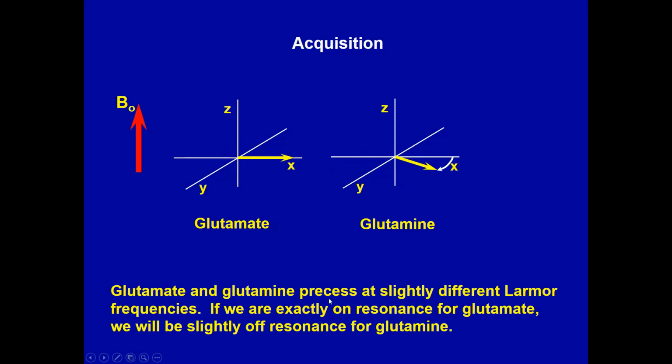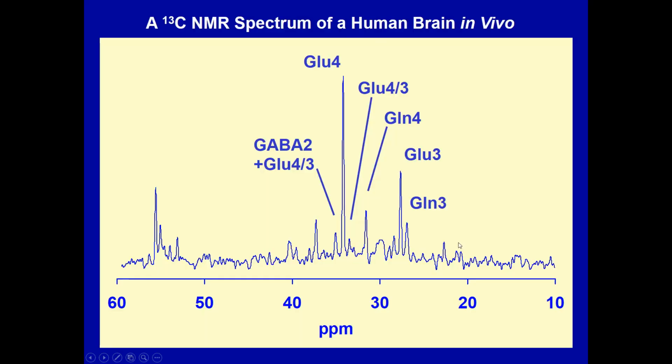So glutamate and glutamine precess at slightly different Larmor frequencies. So if we put ourselves exactly on resonance for one of them, we're going to see a slight rotation away from our perspective for the other one. When we do a Fourier transform of this, that corresponds to a slightly different location, in that they have a different resonance frequency. So relative to our carrier, to our nominal rotational frequency, they show up at different places in the spectrum.